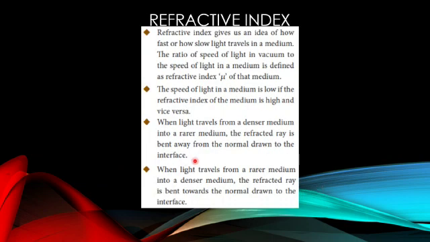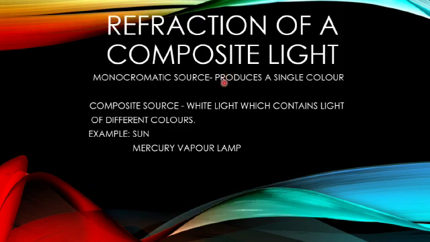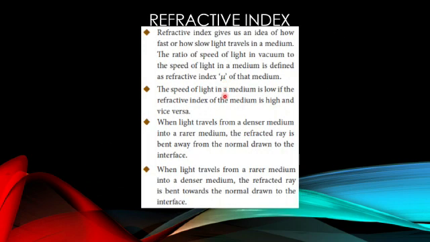Refractive index gives us the speed of light, that is how fast or how slow light travels in a medium. The ratio of speed of light in vacuum to the speed of light in a medium is defined as the refractive index. If the speed of light in a medium is low, then the refractive index of the medium is high. If the speed of light in a medium is high, then the refractive index is low.